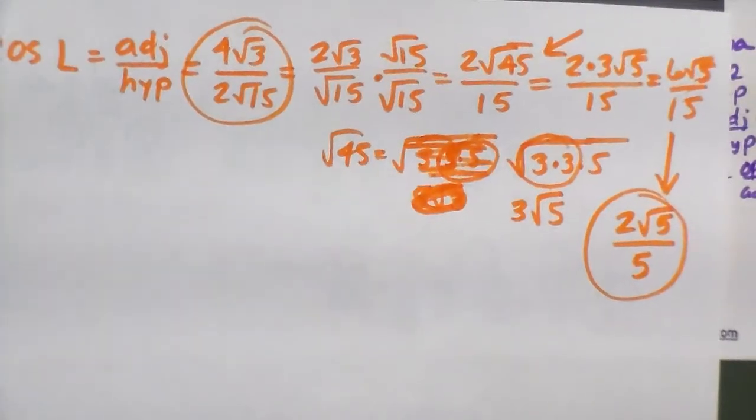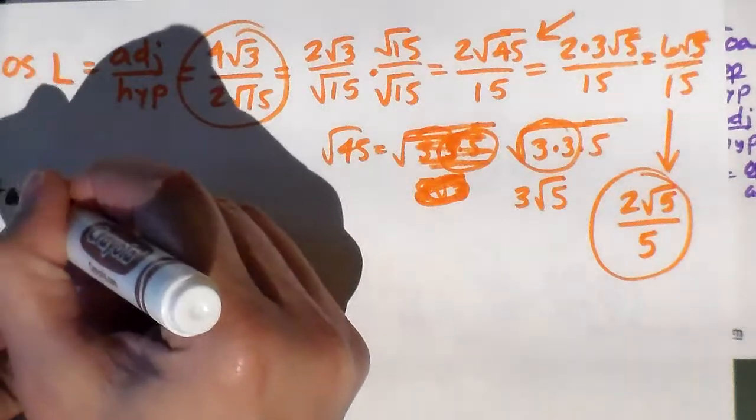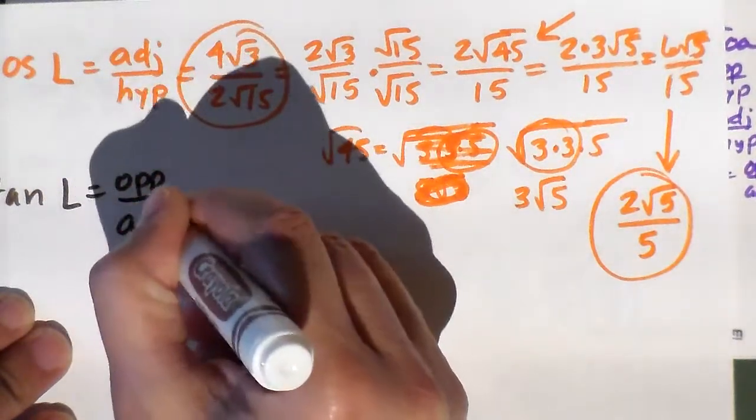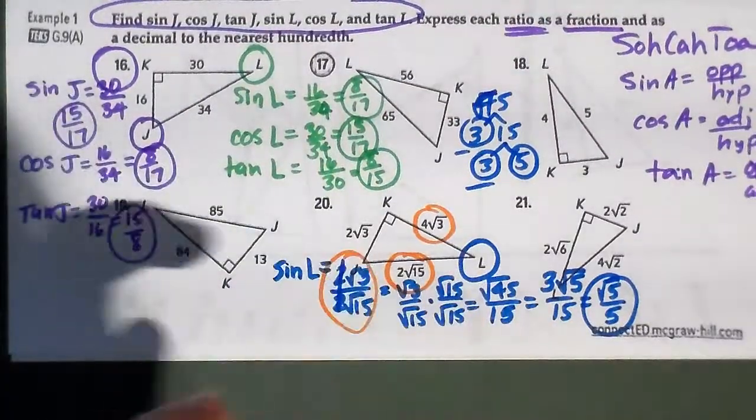So let's do one more. Let's do the tangent of L. Okay, so I'm going to do the tangent of L. Tangent, remember, is opposite over adjacent. So if you look at L, opposite is 2 square roots of 3.